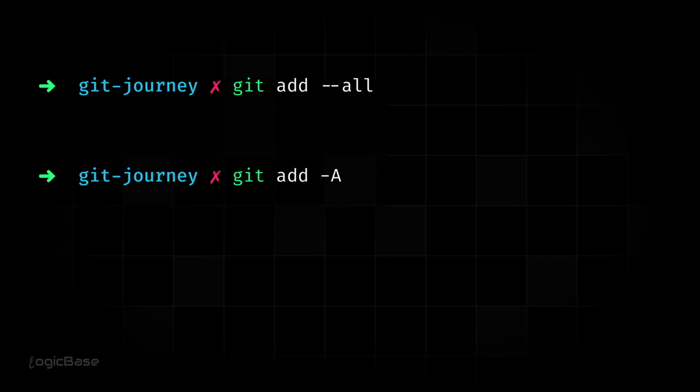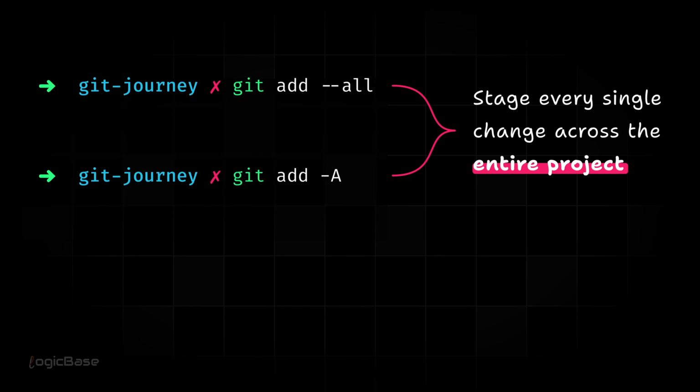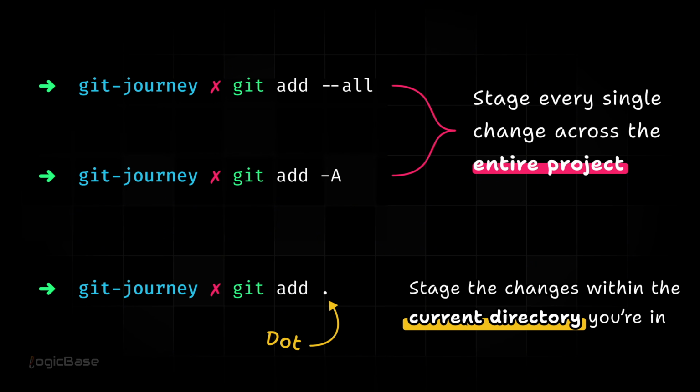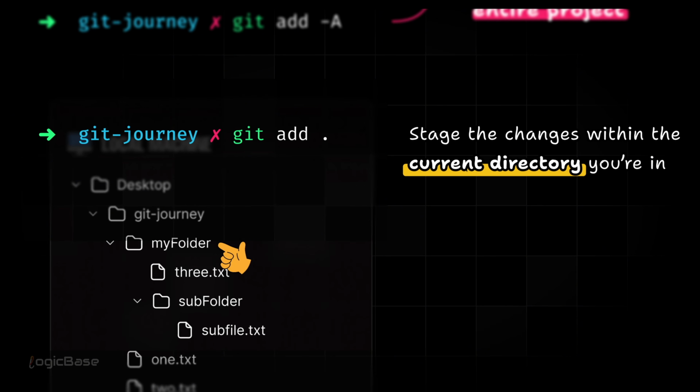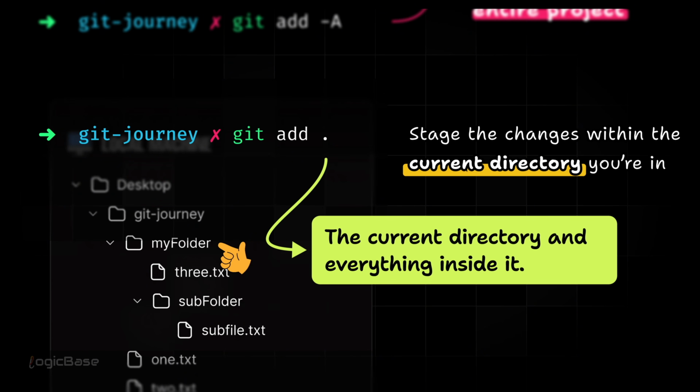The options --all or -a mean that Git will stage every single change across the entire project. But using the dot means Git will only stage the changes within the current directory you are in. Also, keep in mind if there were a subfolder inside my folder, using the dot would still include the files inside that subfolder too. In simple terms, the dot means the current directory and everything inside it.